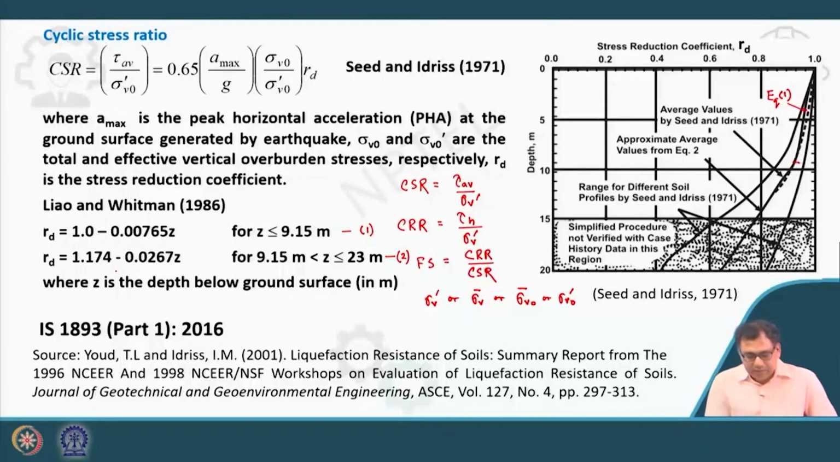The equations for RD are developed for two different zones. One for 0 to 9.15 meter, that is equation 1, and from 9.15 meter to 23 meter, that is equation 2. From there you will get the RD, and for Mx by g, 0.65 is applied. We know all these things, that is already been discussed. And this is sigma V or sigma V dash, you know how to determine that for a particular depth. This way you will get the CSR, cyclic stress ratio, which is basically the tau average.